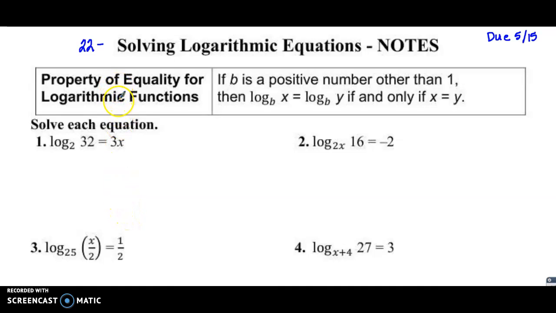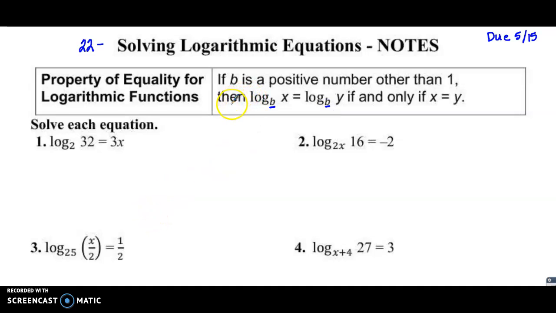We are going to be solving logarithmic equations today. We have a new property that we're going to use for solving. Notice again, our b is still a positive number. Remember, that means not 0 and not anything negative. Fractions are okay, but it also cannot be equal to 1. So our b value is going to be that base value. It's always our base that we're looking for.